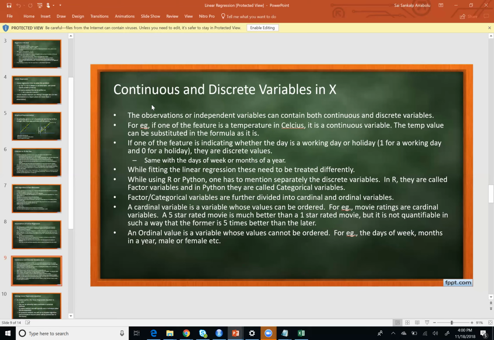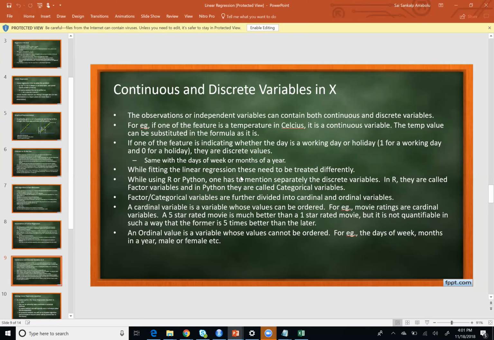So let's see what discrete and continuous variables are. The observations, or independent variables, are basically nothing but our features, right? The independent variables can contain both continuous and discrete variables. For example, if one of the features is temperature in Celsius, it's a continuous variable. The temperature value can be substituted in the formula as it is. If one of the features indicates whether the day is a working day or a holiday, which is 1 for a working day and 0 for a holiday, these are discrete variables. The same goes for days of the week or days of the month. All these are discrete variables.